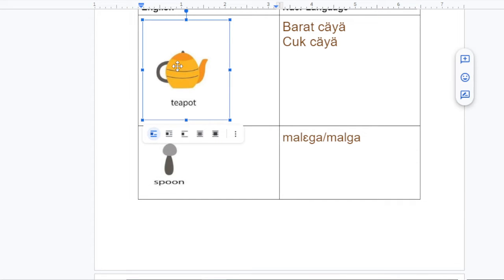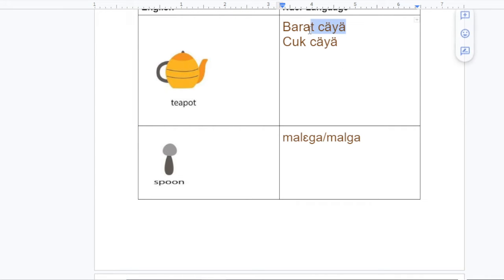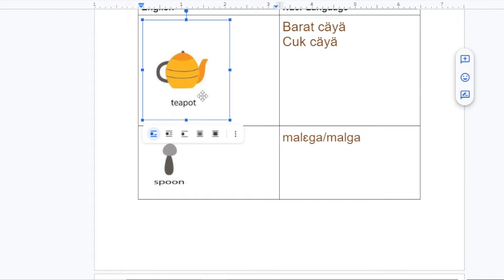Okay, this object right here is called a teapot. Teapot means barat shaya. Barat shaya or shuk shaya. You can use any of these. Barat shaya or shuk shaya, they mean the same thing. Barat shaya, shuk shaya mean teapot.